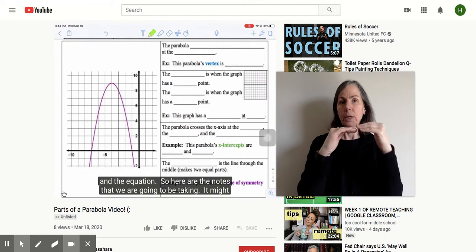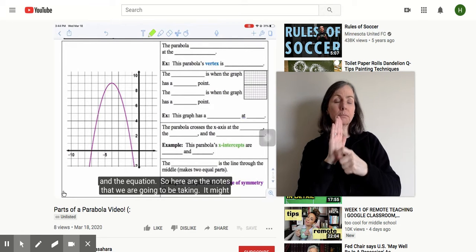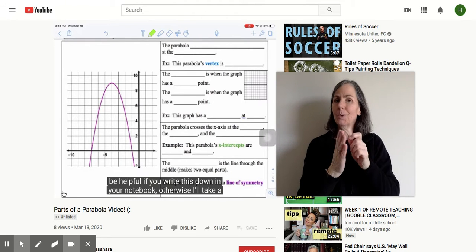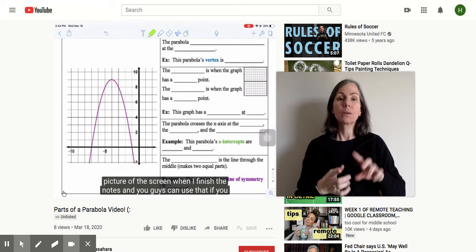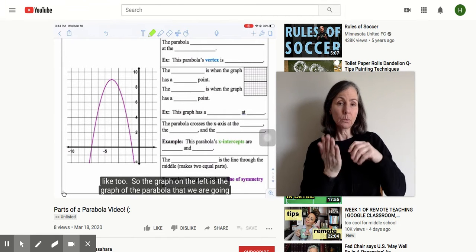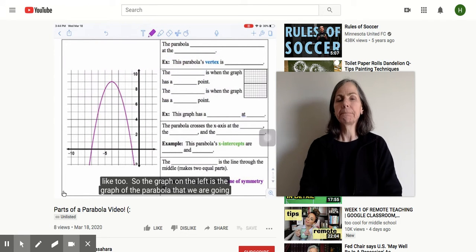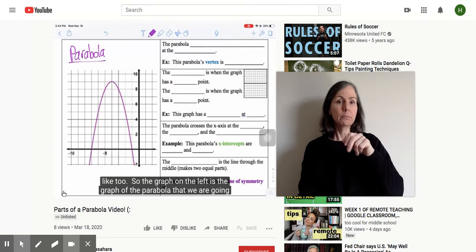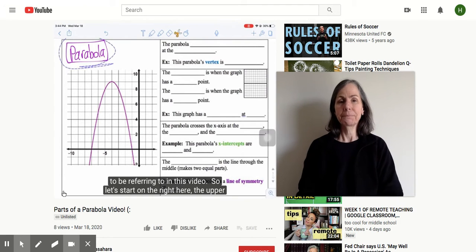So here are the notes that we are going to be taking. It might be helpful if you write this down in your notebook. Otherwise, I'll take a picture of the screen when I finish the notes, and you guys can use that if you like to. So the graph on the left is the graph of the parabola that we are going to be referring to in this video.